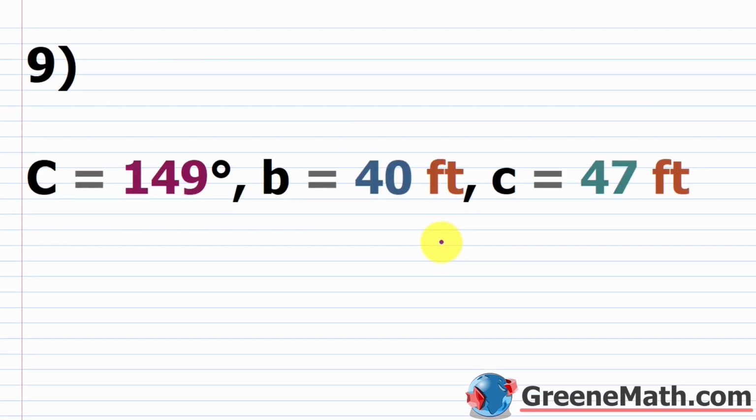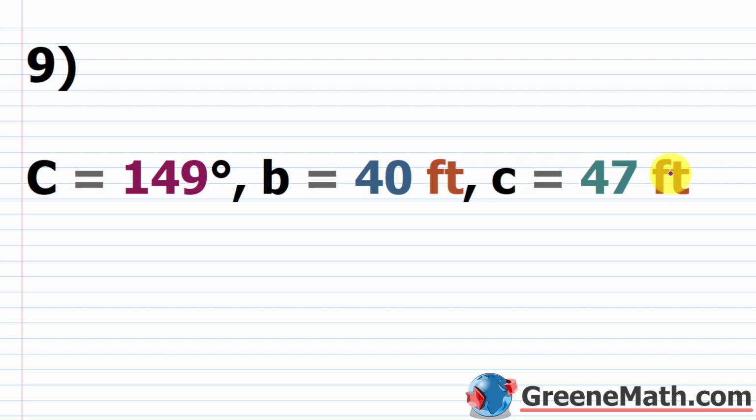All right, let's take a look at problem number 9. So here, the measure of angle C is 149 degrees. So again, this is an obtuse angle. If you're given an obtuse angle, then you're only going to have either one triangle or no triangle. It's not possible to have two triangles. Then we're given the length for side B, that's 40 feet, and the length for side C, that's 47 feet.